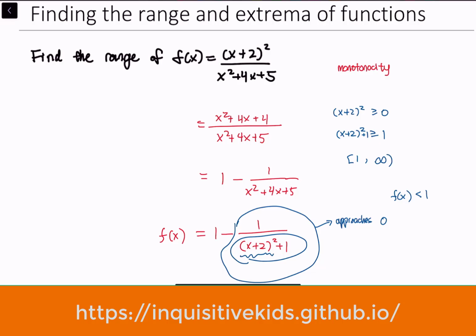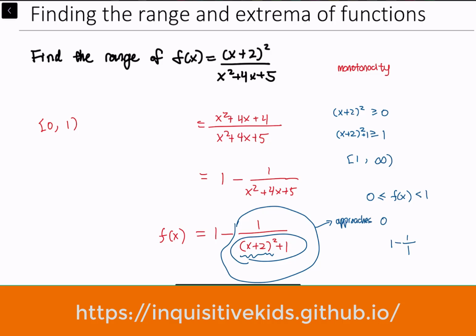And we know that if the denominator of the fraction is 1, we get 1 minus 1 over 1, and that gives us 0. So f of x can equal 0. This tells us the range of the function. Now we know that f of x goes from 0 inclusive up to 1. So we just solved this problem using the monotonicity method.